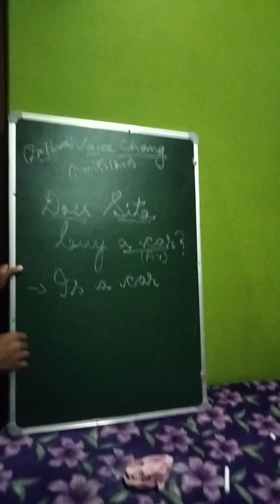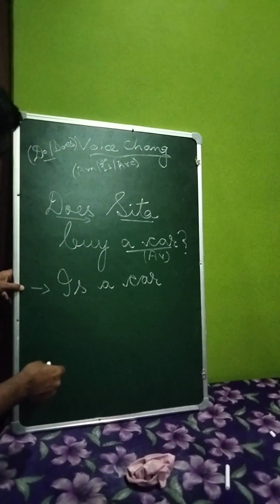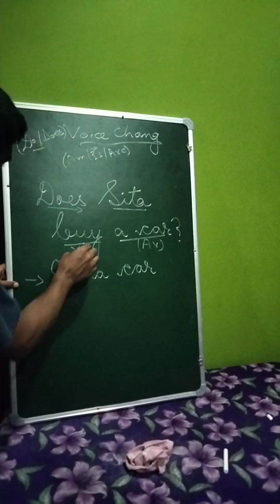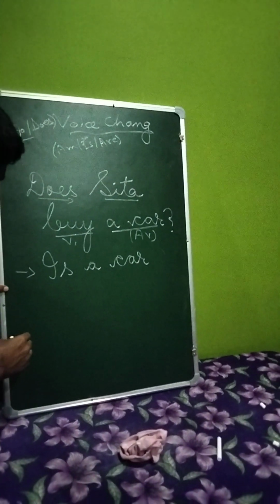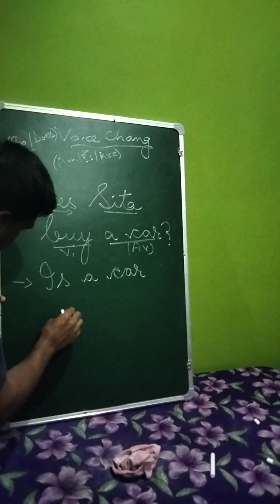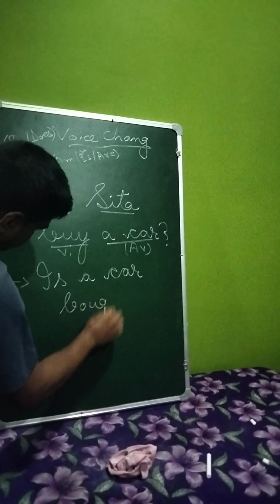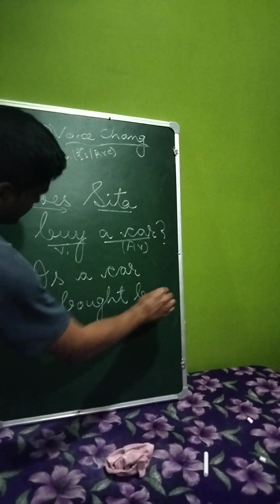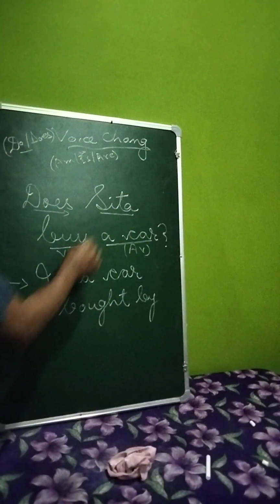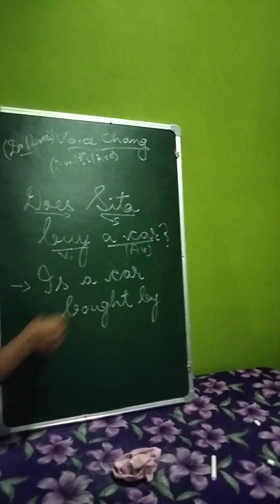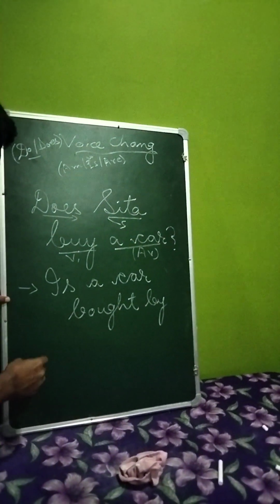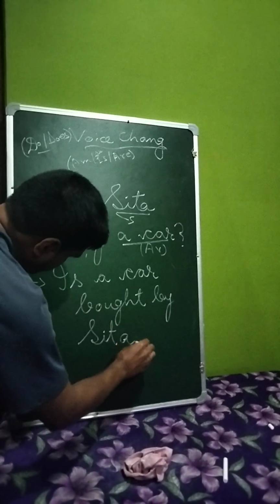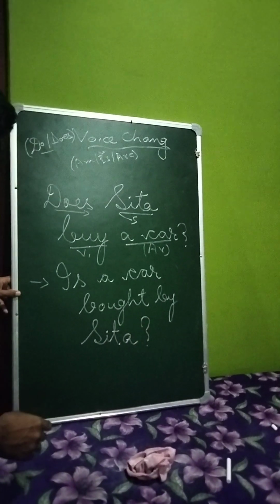Is a car. Then after that, we have to see the verb 1, first form of the verb. We have to transform it into past participle or third form of the verb. Is a car bought. Then preposition, most used preposition is by. By, what is this? The subject. The subject of the active voice will go to the passive voice place. So Sita. Then question mark. It is passive voice.